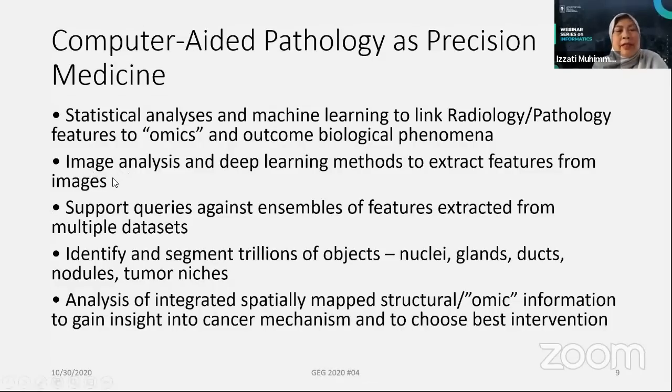And then after that, image analysis and deep learning can be done to extract features from the image, and then it can support queries, assemble features extracted from multiple data sets, and then identify the segment relevant objects, whether it's nuclei, gland, duct, nodule, or tumor. Then analysis of the integrated spatial map can gain insight into cancer mechanisms or help choose the best intervention.